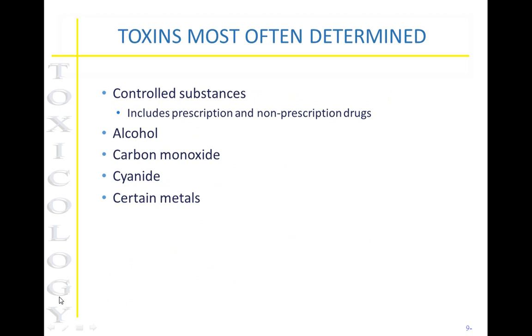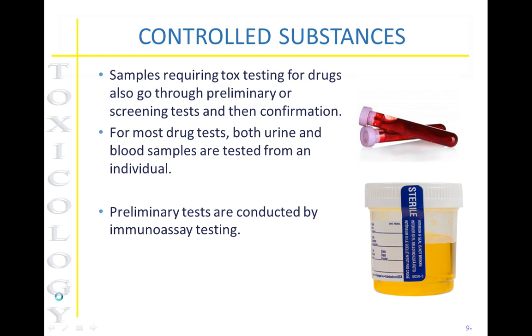The samples that are brought to the toxicology section are usually tested for a wide variety of controlled substances, alcohol, or different poisons that might be present, either carbon monoxide, cyanide, or also heavy metals. With controlled substances, that sampling and examination is also going to go through preliminary screenings and then confirmation testing, very similar to what is done with your solid dosage drug cases.